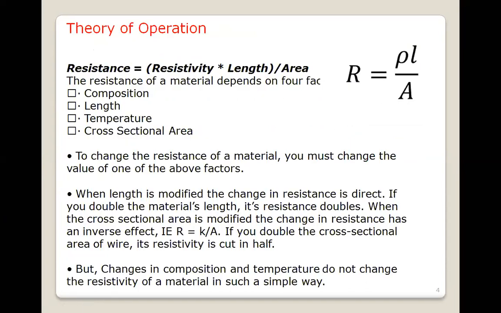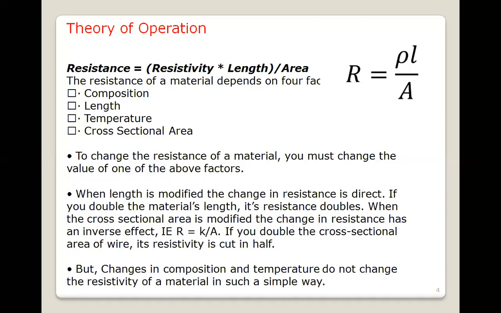Okay, first, the theory of operation. Resistance is equal to rho into L by A, where rho is the resistivity, L is the length of the conductor, and A is the area of cross section. The resistance of the material depends on four things: composition, length, temperature, and cross sectional area.